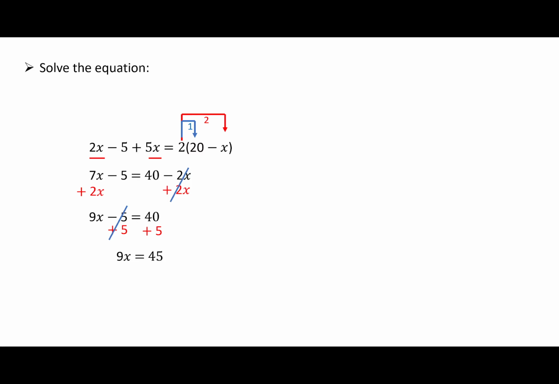Now 9x means 9 times x. The opposite of multiplication is division, so you have to divide by 9. So you get x is equal to 5.